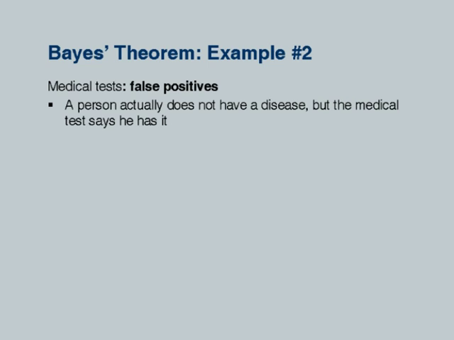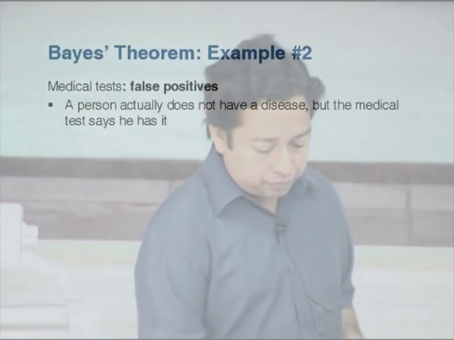A false positive means that a person actually does not have a disease, but the medical test says that he or she has the disease. Okay. So, let us say you go and get a test for having cancer. The real situation is that you do not have cancer, but the specific test for checking if you have cancer or not says that you do have cancer. Okay. So, that is a case of false positive.